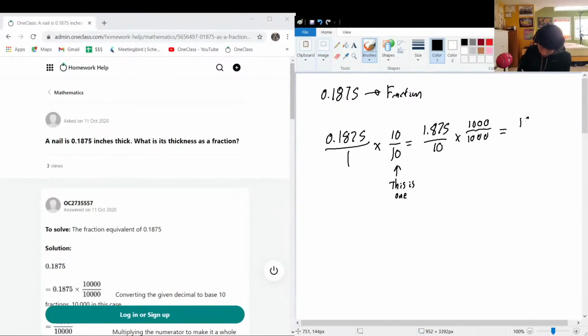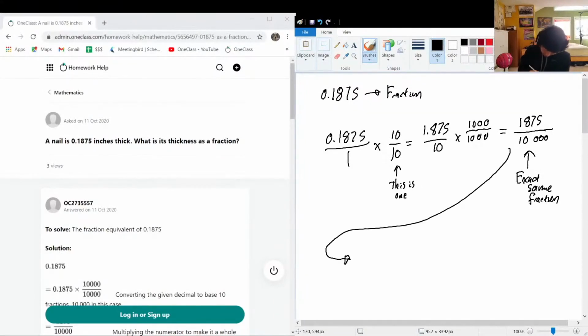We can do that, and this will be 1875 over 10,000. Okay, so this is just a fraction rewritten, but we just scaled up the numerator and the denominator by 10,000. So this is the exact same fraction. So now we want to simplify this to simpler terms.